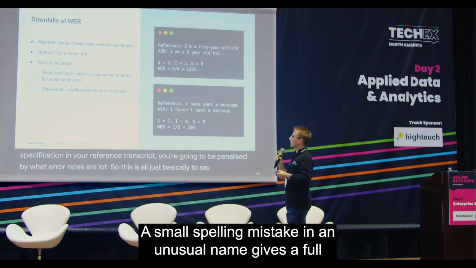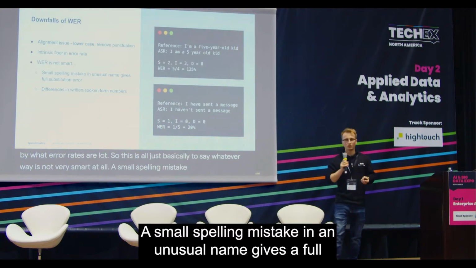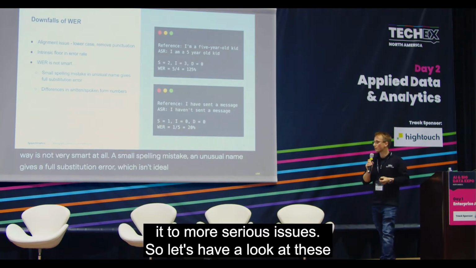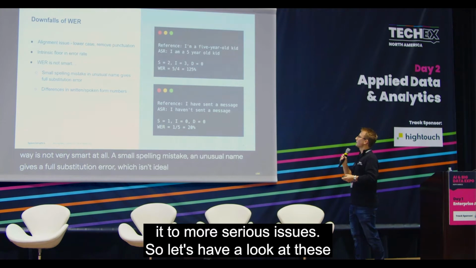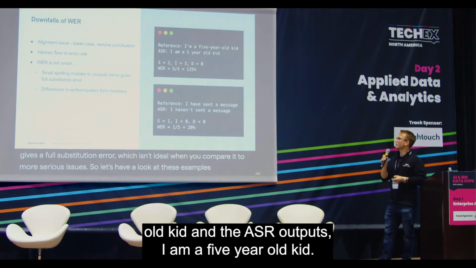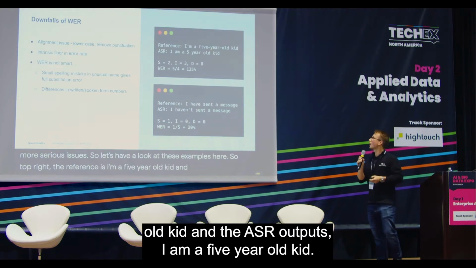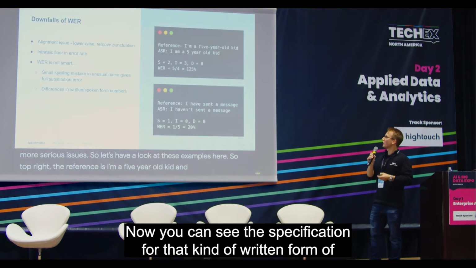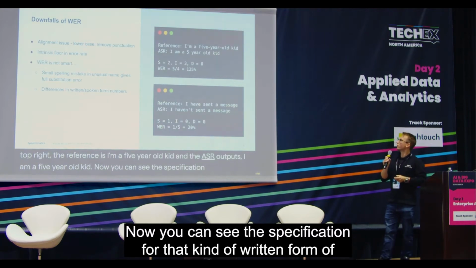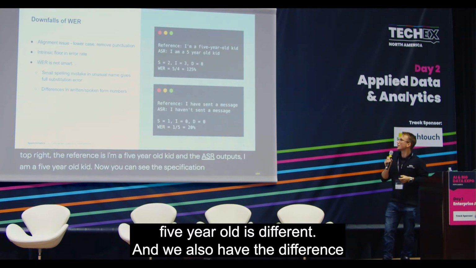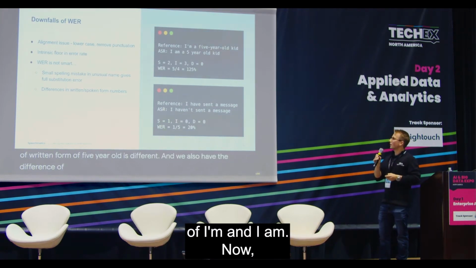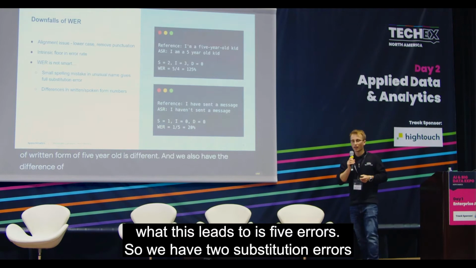A small spelling mistake in an unusual name gives a full substitution error, which isn't ideal when you compare it to more serious issues. So let's have a look at these examples here. Top right, the reference is, "I'm a 5-year-old kid." And the ASR outputs, "I am a 5-year-old kid." Now you can see the specification for that written form of 5-year-old is different. And we also have the difference of I'm and I am. Now what this leads to is 5 errors.